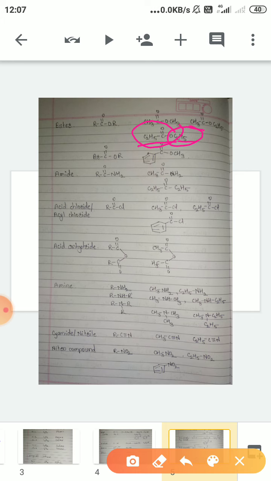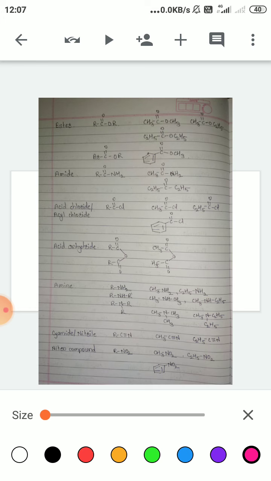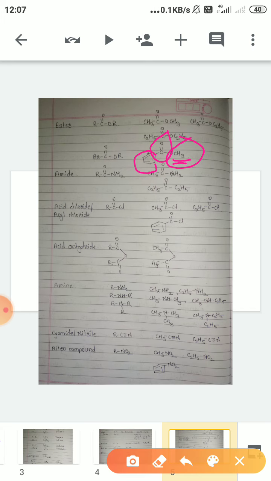Next one, if the aryl group is attached to the carbonyl carbon, for example, the aromatic ring is attached to C double bond O and OCH3, that is, a methyl group is attached to oxygen, and the name of the compound is methyl benzoate. Now the next functional group is amide.